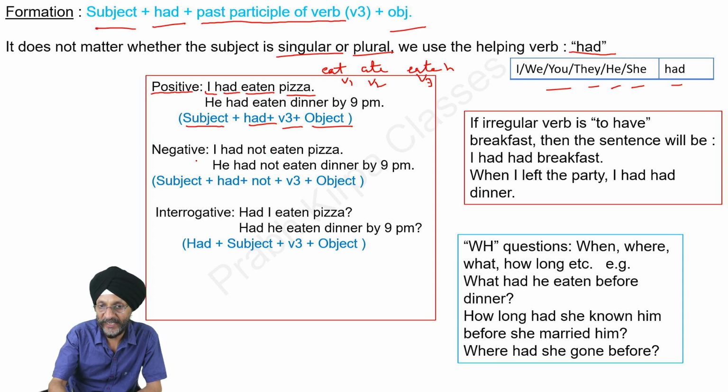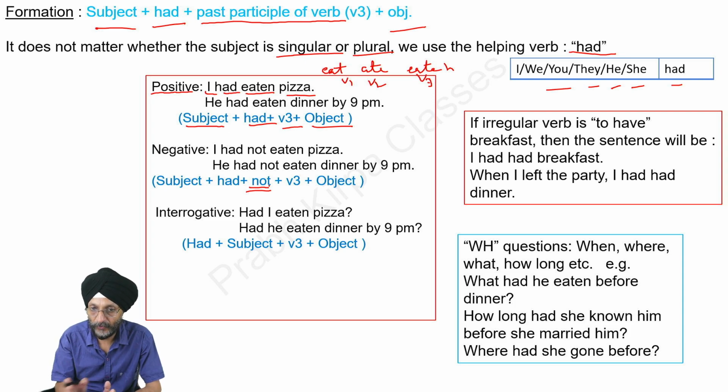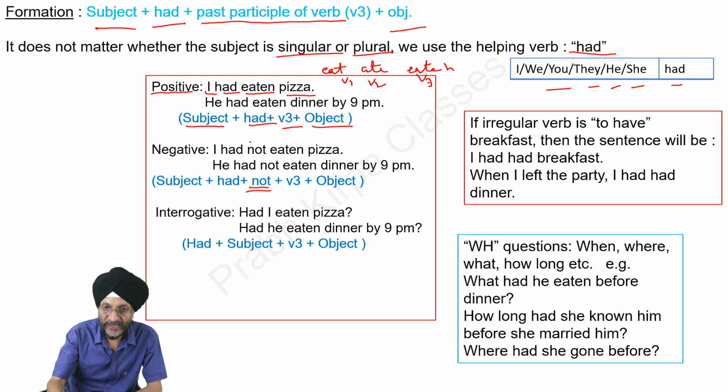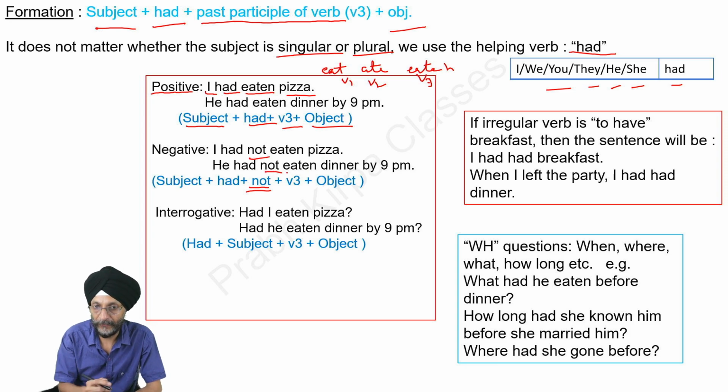In case of the negative form of the past perfect tense, we have to add not in between had and the third form of the verb. I had not eaten pizza. He had not eaten dinner by 9 p.m.